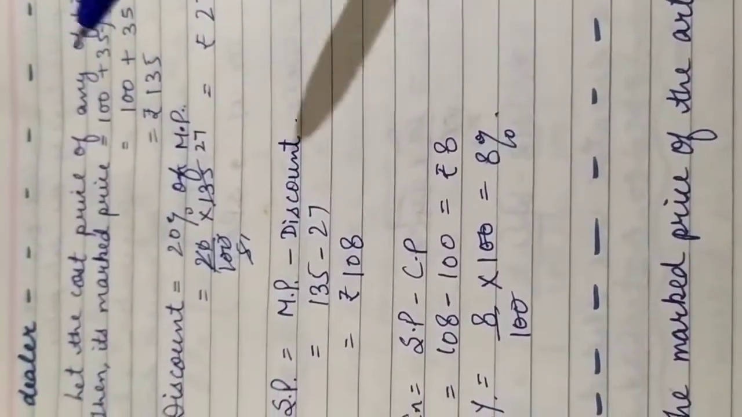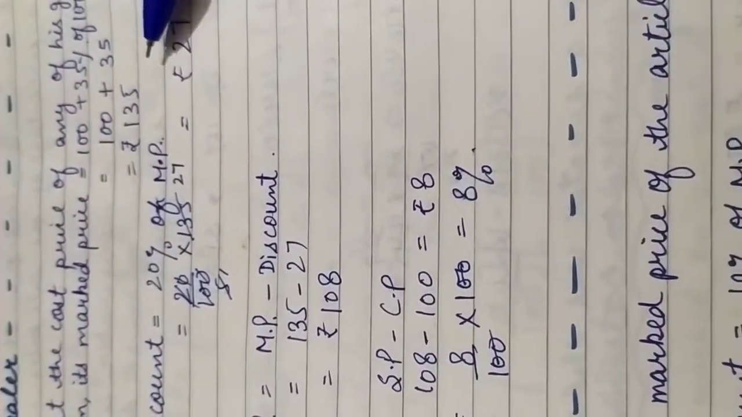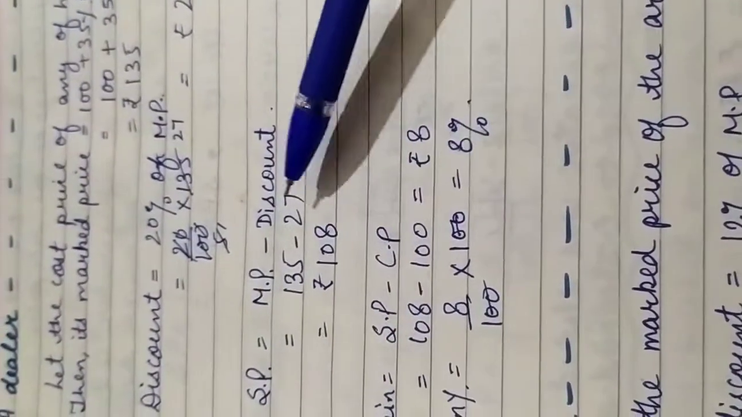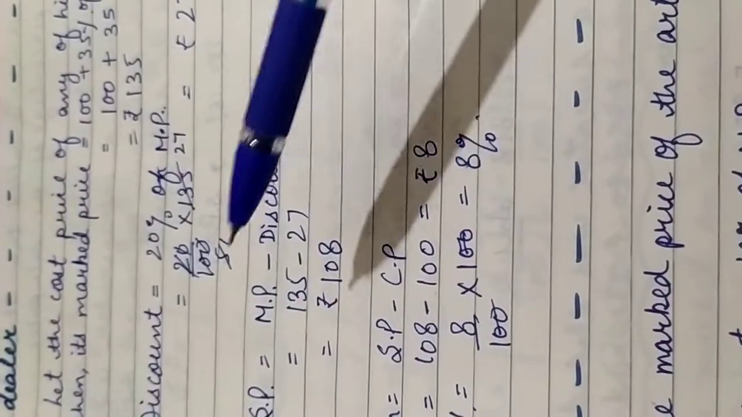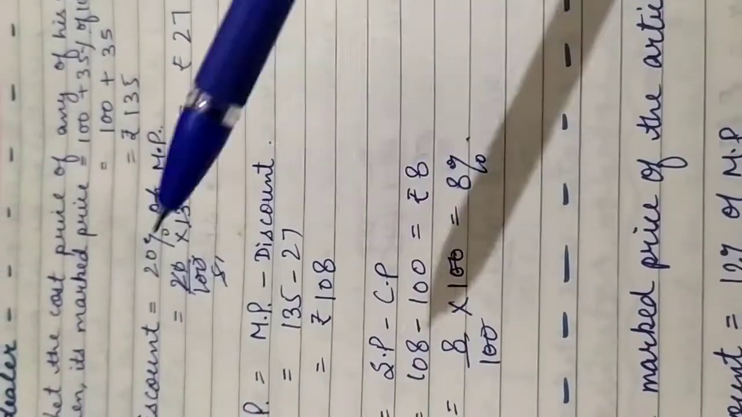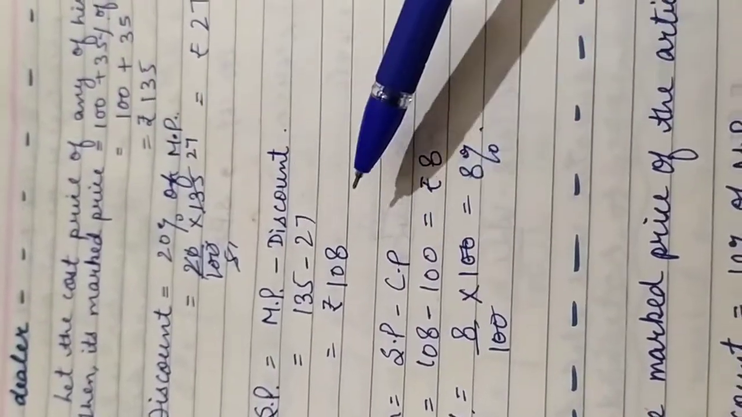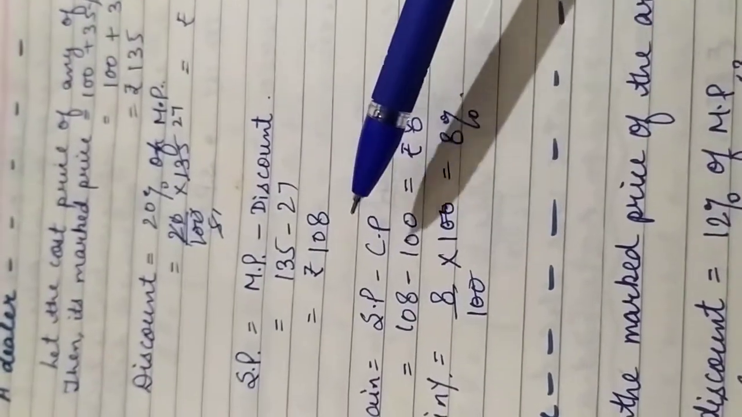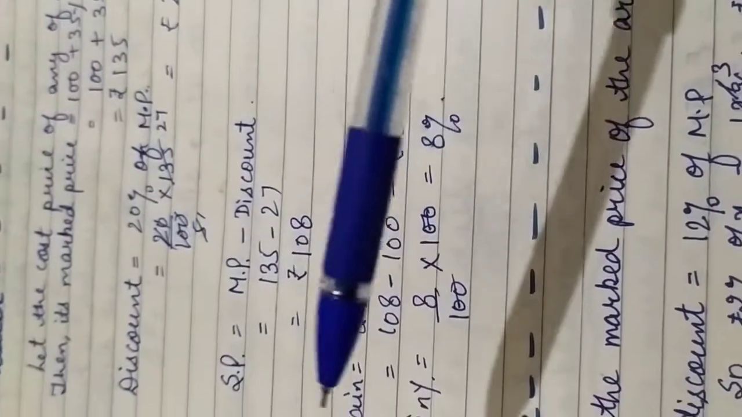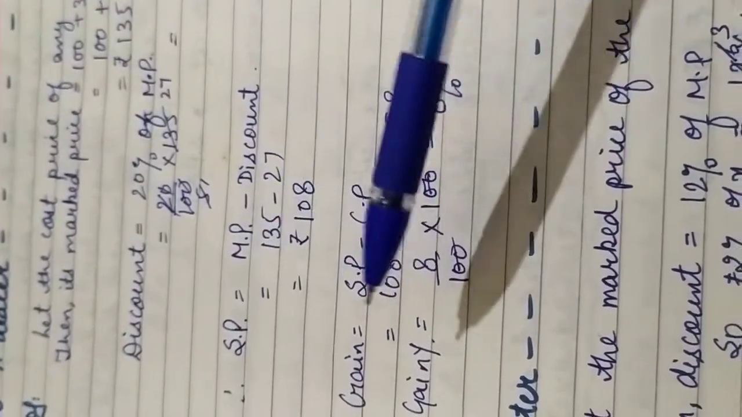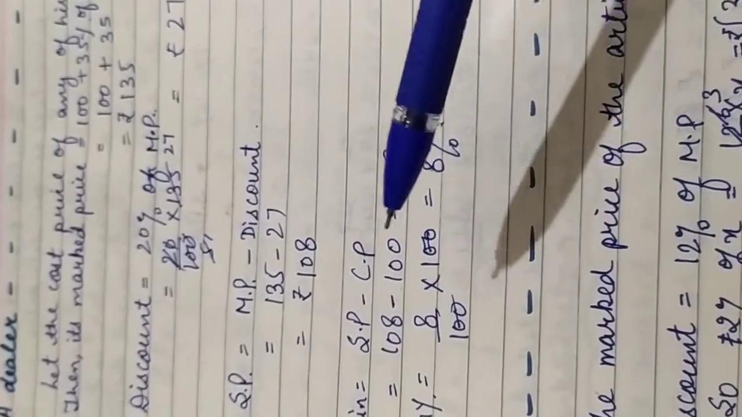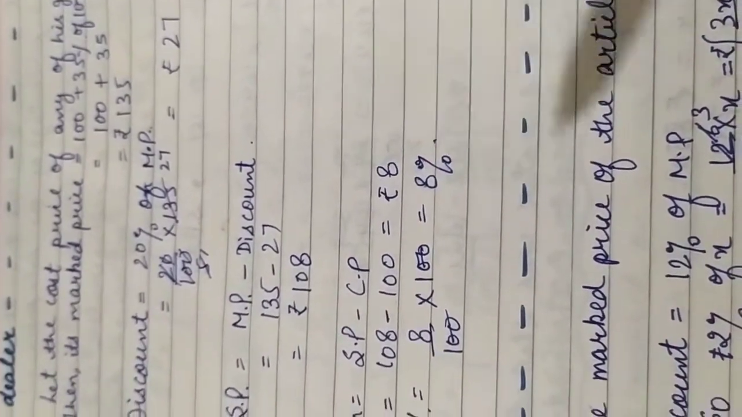Then we have to find the selling price. We have marked price 135 rupees and discount is 27 rupees. So now we can easily find out the selling price by putting the formula marked price minus discount. Alright, so 135 minus 27, we have rupees 108. Alright children, now we have selling price also, and we have cost price as 100. So we can see that he has gain. So gain, the formula is selling price minus cost price. So we have 108 minus 100 rupees, that is rupees 8.